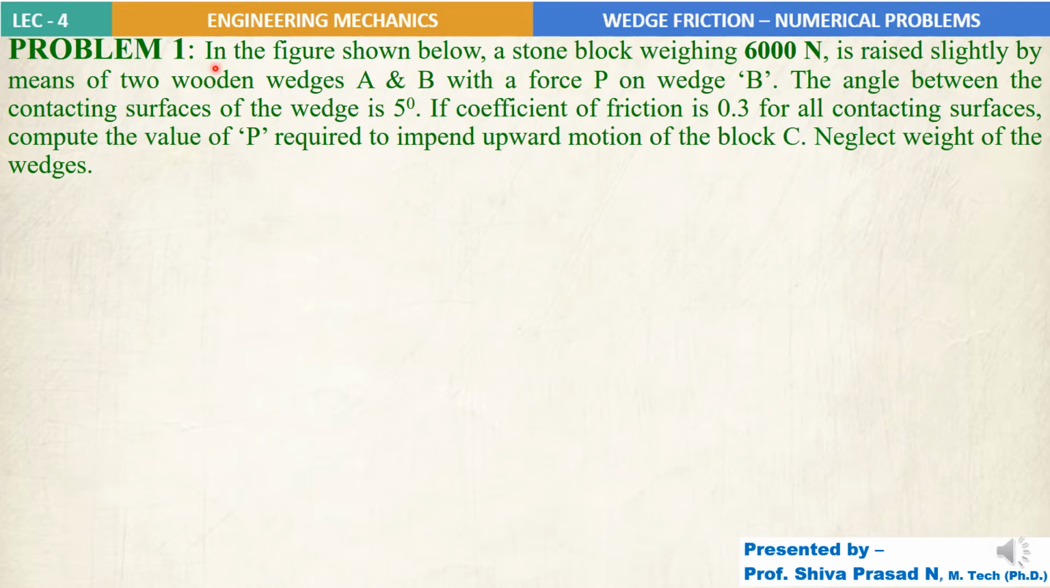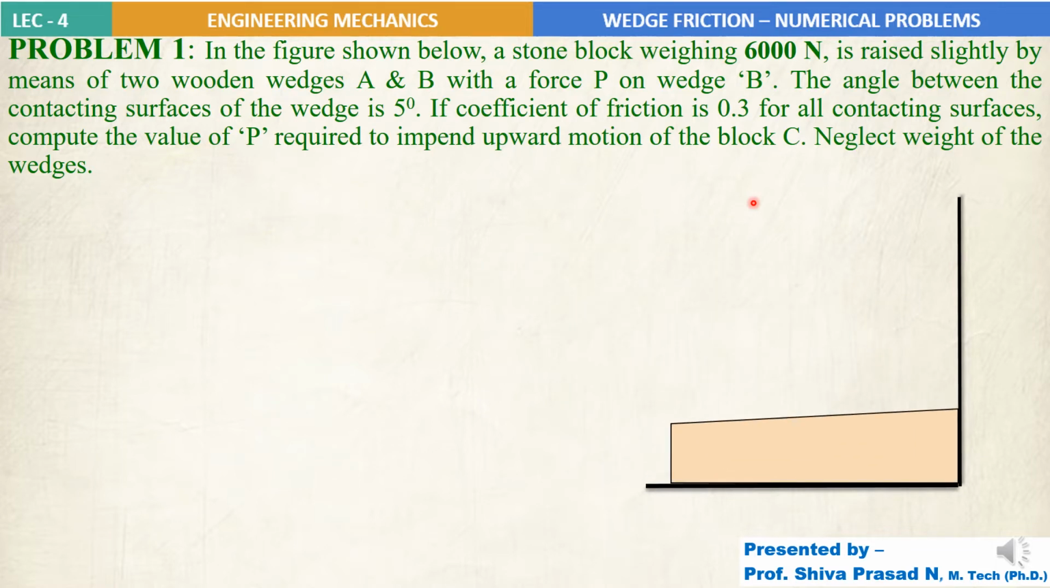It says, in the figure shown below, a stone block weighing 6000 Newton is raised slightly by means of two wooden wedges A and B with a force P on wedge B. So a sketch has been provided for this problem. So let's see that.